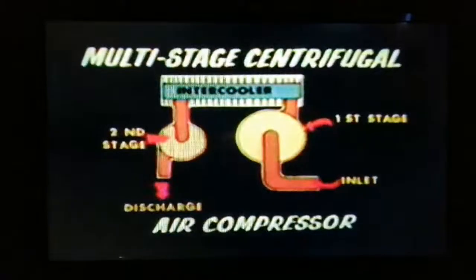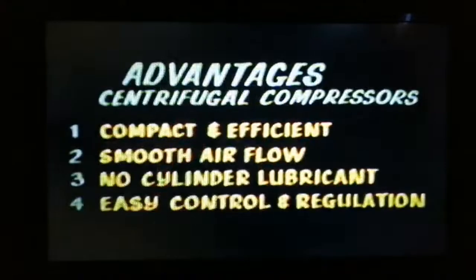In a multi-stage centrifugal compressor, the outlet from the first impeller is connected to the inlet of the second stage impeller through an intercooler. The function of the intercooler is to extract heat from the compressed air. There are many advantages in using a centrifugal compressor. Here are but 4. For a specific output rating, they are more compact and efficient.